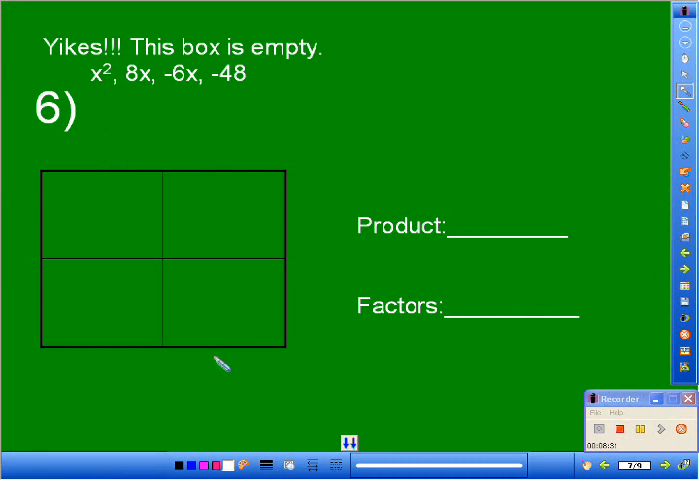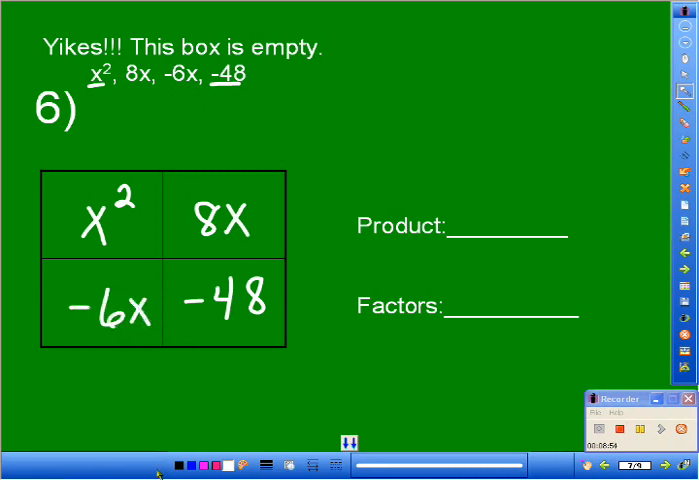Now you'll notice the box is empty, but a couple of things you should already know. The x squared term always goes in the top left corner. The constant term, the number by itself, always goes in the bottom right. These two, it doesn't matter where you place them. For discussion purposes, I'm going to put the 8x in the top right and the negative 6x in the bottom left. Again, now you work your problem just as you've been doing.